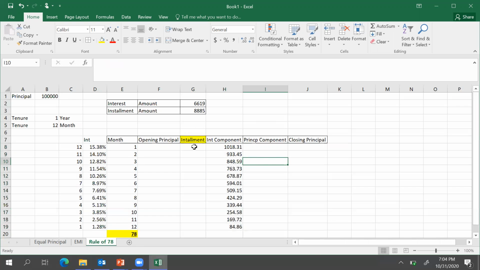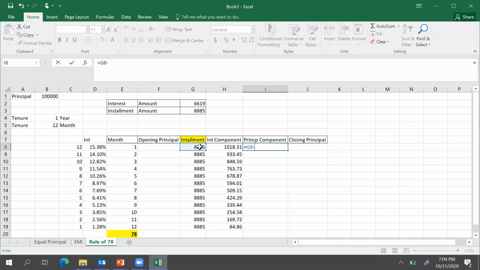What is the EMI that we have agreed upon? This is the EMI. Again, I will fix it. Again, here instead of calling it EMI, it's an installment. Okay, EMI is for the EMI concept. For rule of 78, we will again use the general term installment. So this is the installment. Now we will calculate the principal. This will be installment minus the interest component. This is the principal. Okay.